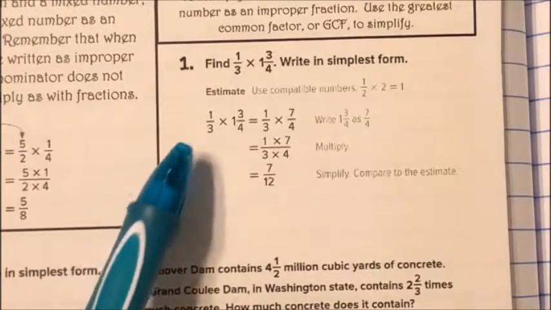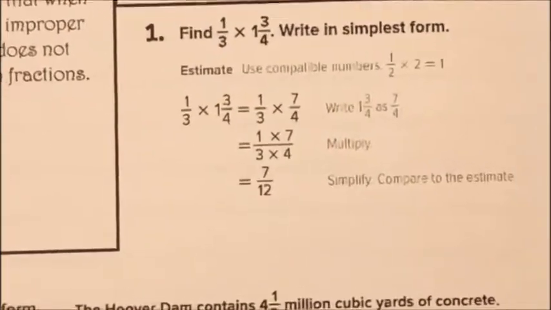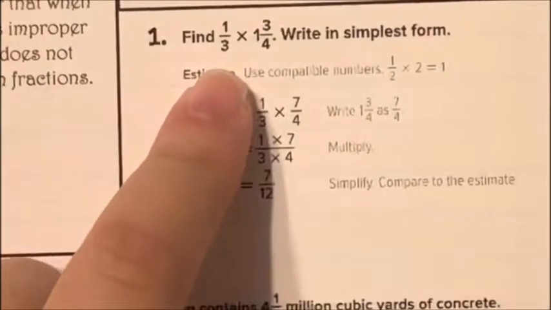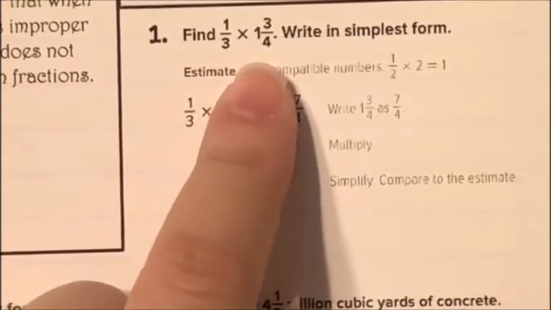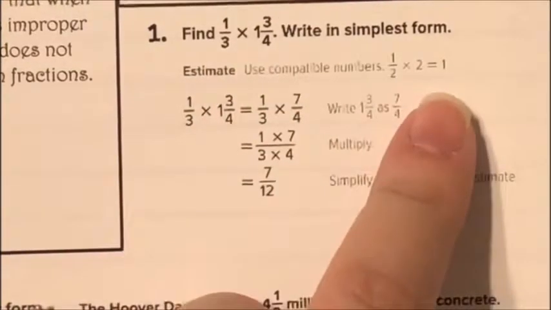Estimate. So I can use comparable numbers. 1/2 times 2 equals 1, because 1/3 is close to 1/2, and 1 3/4 is close to 2. Okay, so I know my answer is going to be somewhere around 1.